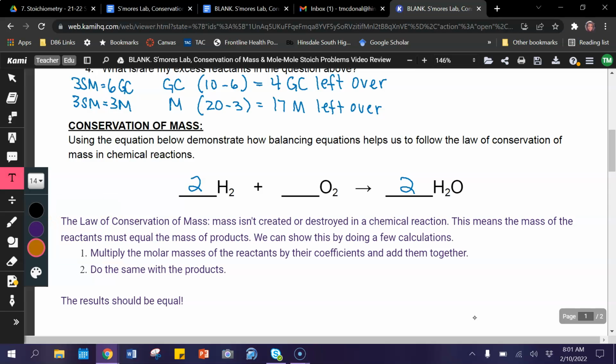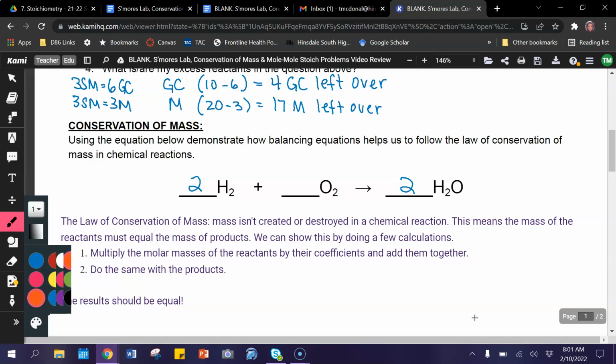Our reactants are hydrogen and oxygen. The molar mass of hydrogen is 1.01. And we have 2 of them. So that's what we're doing when we add 2 hydrogen atoms together. However, we'd have to multiply this by 2 because of the coefficient that is in front of it. So if we do this, we get 2 times 2.02, which is equal to 4.04.